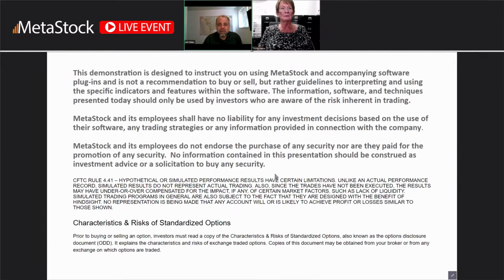Today's demonstration is designed to instruct you on using MetaStock and the accompanying software plugins. It is not a recommendation to buy or sell, but rather guidelines to interpreting and using specific indicators and features within the software. The information, software, and techniques presented today should only be used by investors who are aware of the risk inherent in trading. MetaStock and its employees shall have no liability for any investment decisions based on the use of the software, trading strategies, or any information provided in connection with the company. MetaStock and its employees do not endorse the purchase of any security, nor are they paid for the promotion of a security. No information contained in this presentation should be construed as investment advice or the solicitation to buy a security.